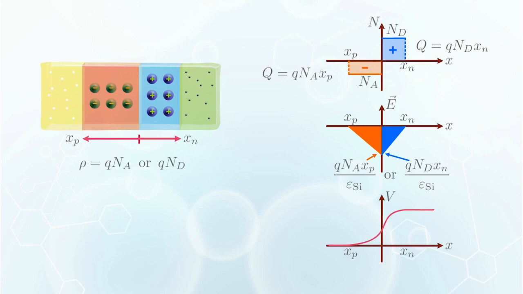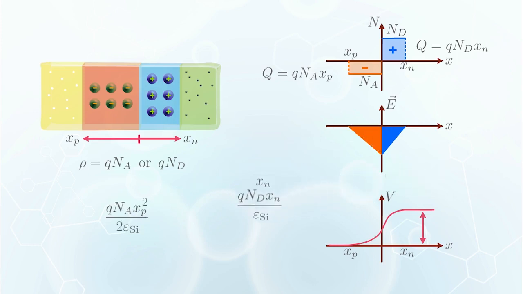What we care about is only the total voltage from one end to the other, which is given by the total area of the triangle in the electric field graph. Calculating the area of the triangle is easy. It is just given by the height times the base divided by 2. Adding up the area of the two triangles, we have the following expressions. Fortunately, we do know the voltage across the p-n junction, which is just equal to VBI.